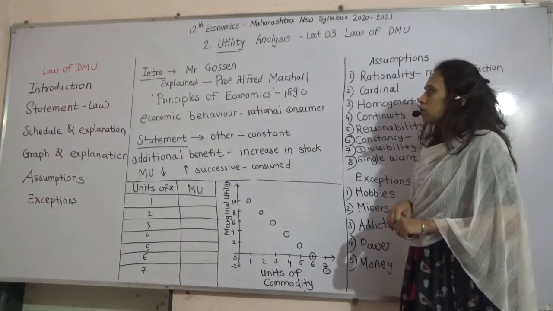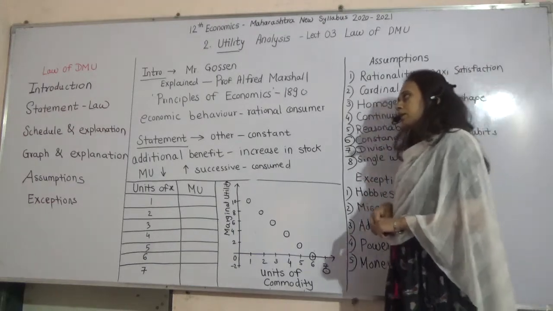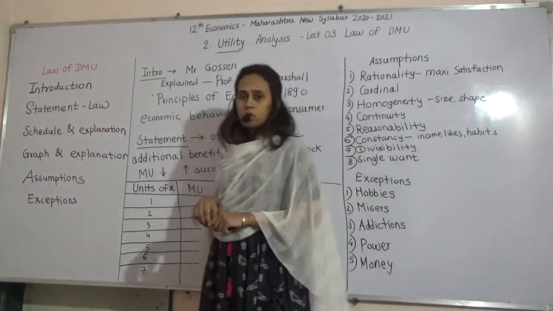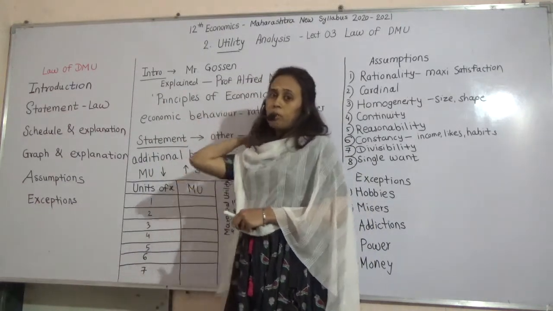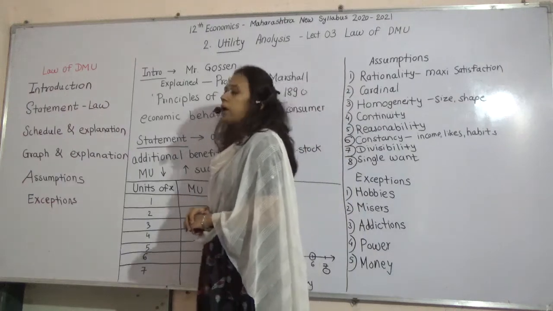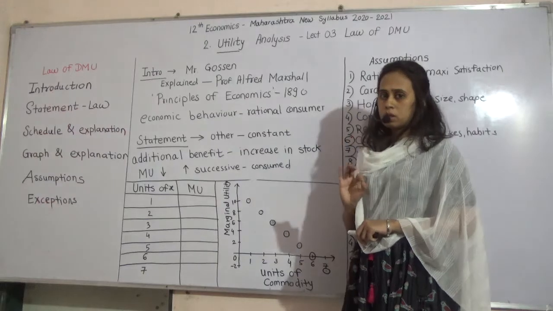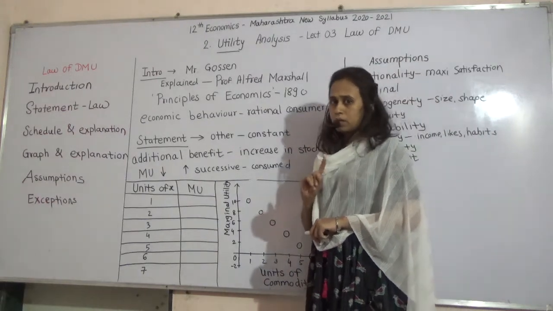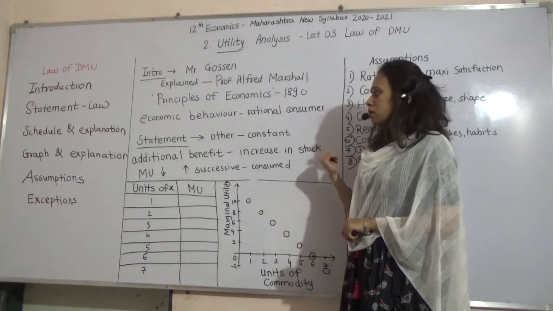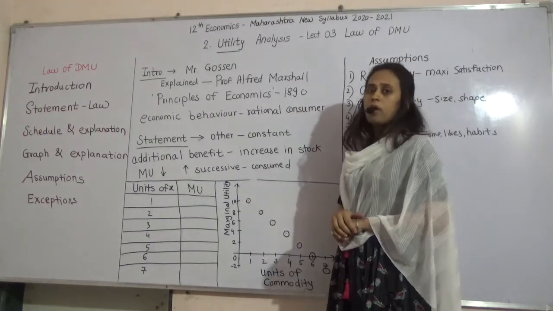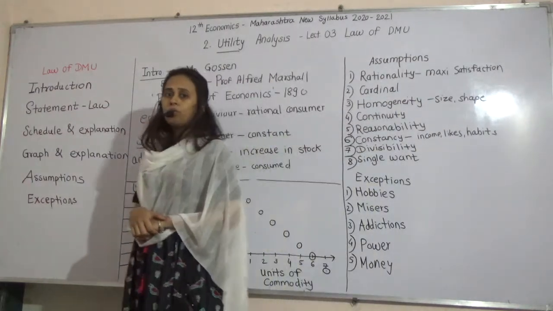Let's start with the law of diminishing marginal utility. In the last lecture, we have studied the relationship between TU and MU. Then we have seen the comparison also, total utility and marginal utility. This law is completely based on those concepts which we have discussed in the last lecture. Students, please go through that lecture, then only you will be able to understand this concept, the law of DMU. We are starting with your first law, that is the law of DMU.